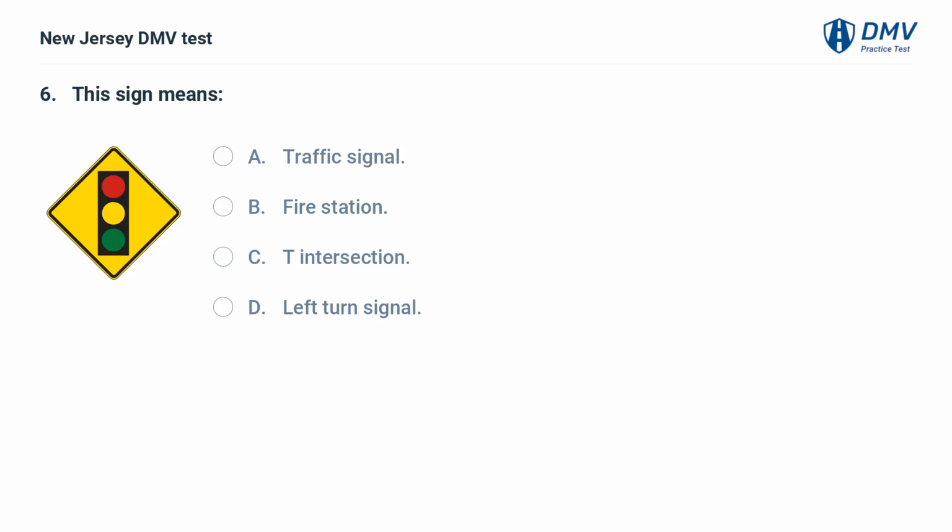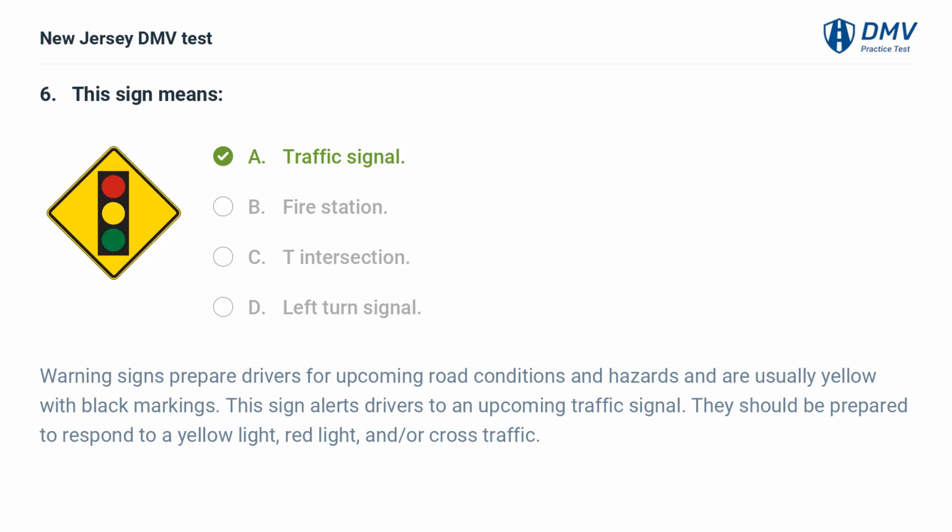This sign means A. Traffic signal. B. Fire station. C. T intersection. D. Left turn signal. A. Traffic signal. Warning signs prepare drivers for upcoming road conditions and hazards and are usually yellow with black markings. This sign alerts drivers to an upcoming traffic signal. They should be prepared to respond to a yellow light, red light, and/or cross traffic.